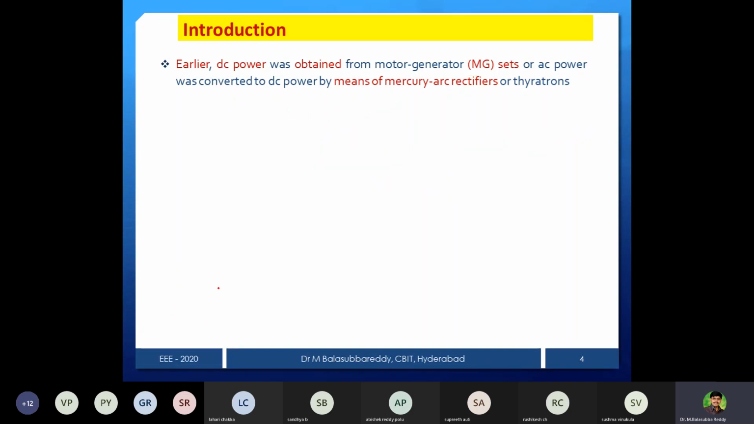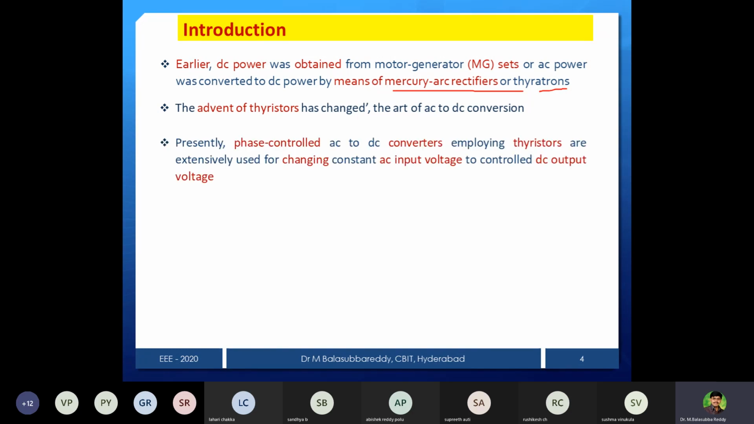Also, if the supply is AC, then you need to get DC power by means of a mercury arc rectifier or thyratron. In olden days they used them; before the thyristor there were thyratrons, also called mercury arc rectifiers or mercury arc valves. That was used to convert AC to DC. But later thyristors were invented, with a lot of advancement in semiconductor devices, that convert AC to DC.